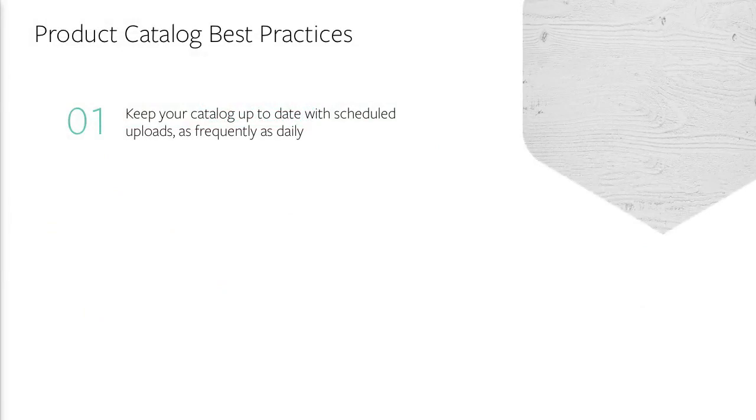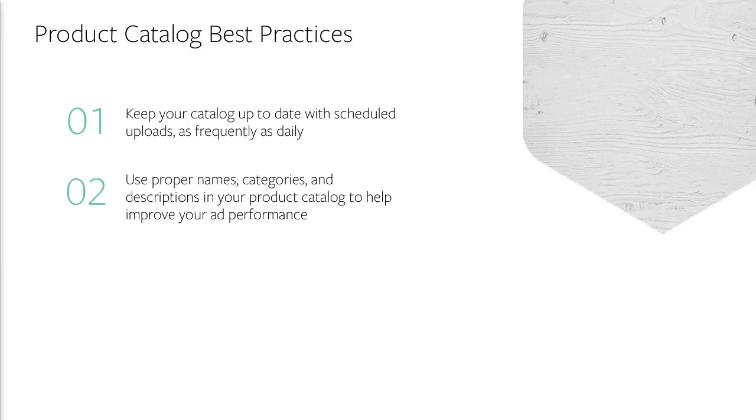To make the most out of your dynamic ads, we recommend these best practices for your product catalog. First, make sure that you're keeping your catalog up to date as often as you change your inventory. When you upload your product catalog to Facebook, you can choose to upload it hourly, daily, weekly, or even monthly. Make sure that your product catalog is kept up to date with scheduled uploads so that when your products go in and out of stock or your prices change, those changes are reflected inside of your Facebook inventory and inside of your dynamic ads.